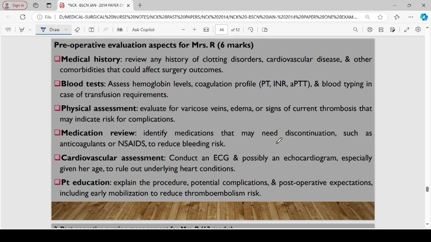Then evaluate for varicose veins, edema, and signs of current thrombosis that may indicate risk for complication. Identify medication that may need discontinuation, such as anticoagulants or NSAIDs, to reduce bleeding risk. Conduct an ECG and possibly an echocardiogram, especially given her age, to rule out underlying heart conditions. You explain the procedure, potential complications, and post-operative expectations, including early mobilization to reduce thromboembolism risk.